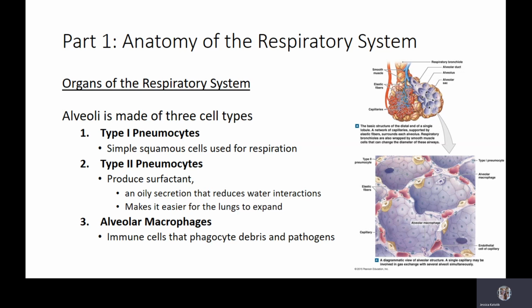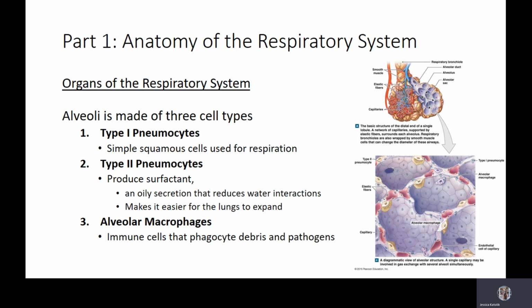So we need to be able to expand our lungs more effectively and limit how much the lungs will collapse. We need to have an oily secretion that gets in between the water molecules. And so this is why our body makes a surfactant. It's going to kind of break up the water molecules and make it easier for our lungs to expand.